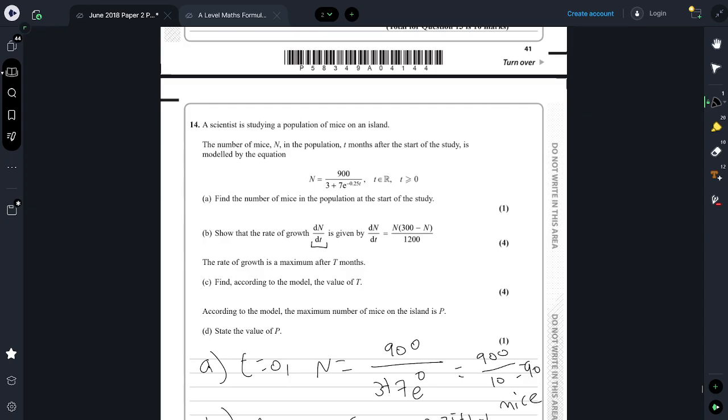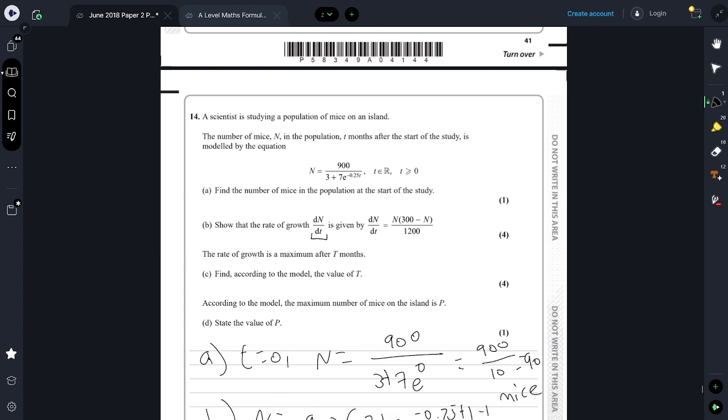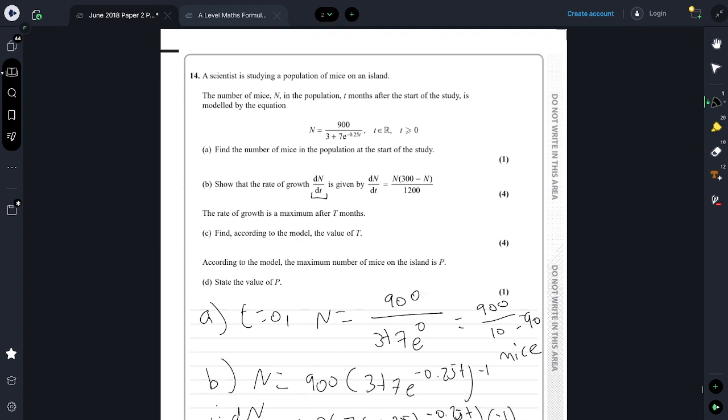Okay, now for one last mark, we've got 99 out of 100. Let's get the last one. According to the model, the maximum number of mice is p, and it states the value p. Now, there's two ways of doing stuff like this. The two ways of finding the maximum.